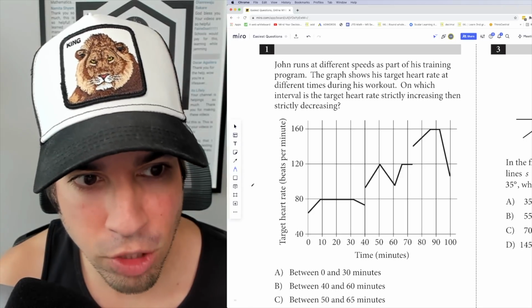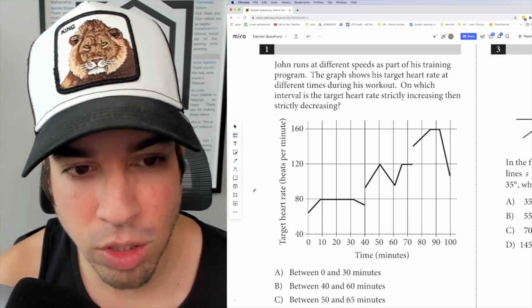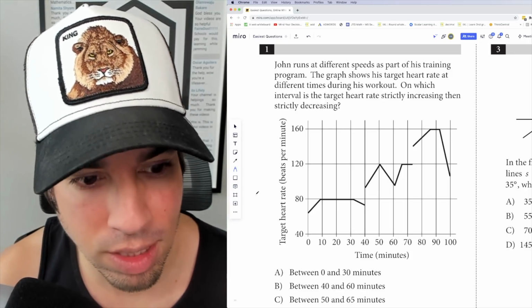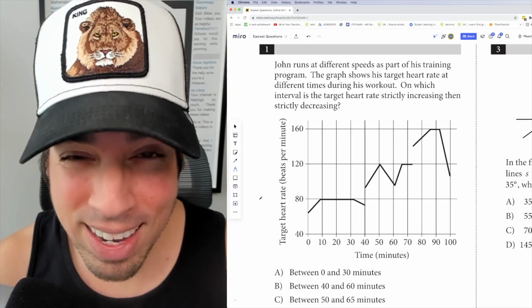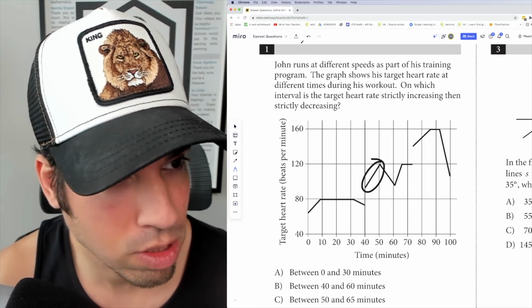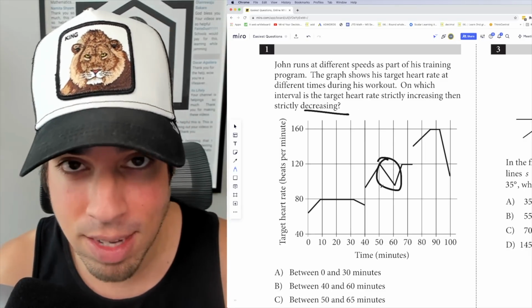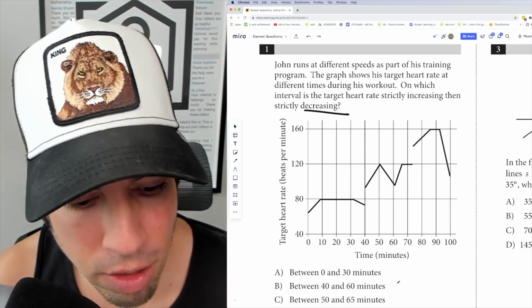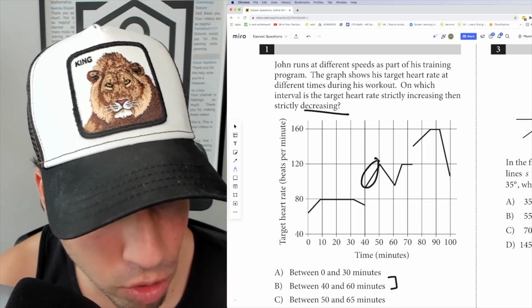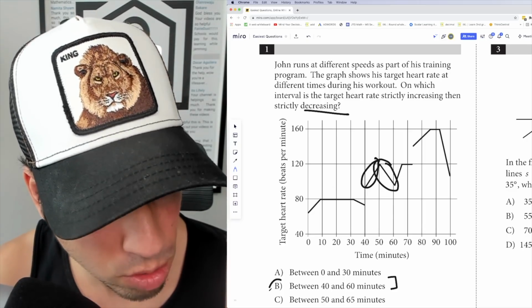Done. John runs at different speeds as part of his training program. The graph shows his target heart rate at different times during his workout. On which interval is the target heart rate strictly increasing then strictly decreasing? When they say increasing, what they're talking about is a positive slope, okay? So something like this would be a positive slope. Strictly decreasing would be a negative slope like that, slanted down from left to right. We can see right here for option B, 40 to 60 minutes is great because we've got strictly increasing and then strictly decreasing, and that's it. B is the winner. Done.